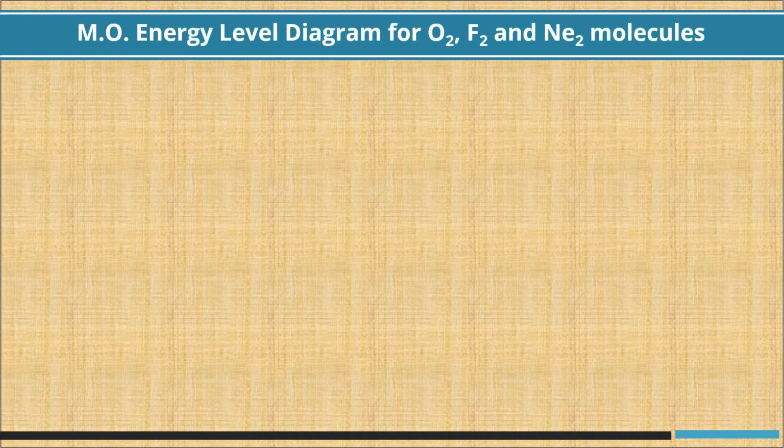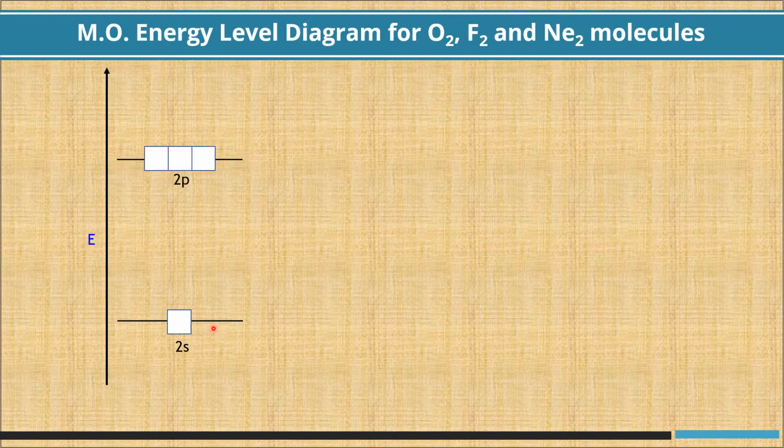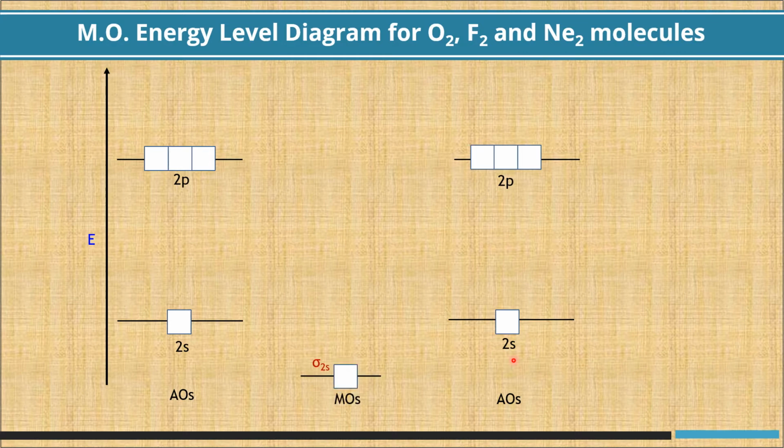Let us consider the molecular orbital energy level diagram for oxygen, fluorine and neon molecules. Let us consider this is an energy axis. This is the 2s orbital and 2p orbital of the first atom, and this is the 2s orbital and 2p orbital of the second atom. When the 2s orbital of the first atom and the 2s orbital of the second atom combine together, they form two molecular orbitals, that is sigma 2s and sigma star 2s antibonding molecular orbital.